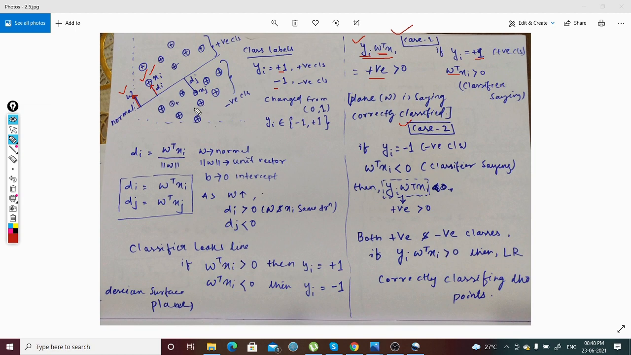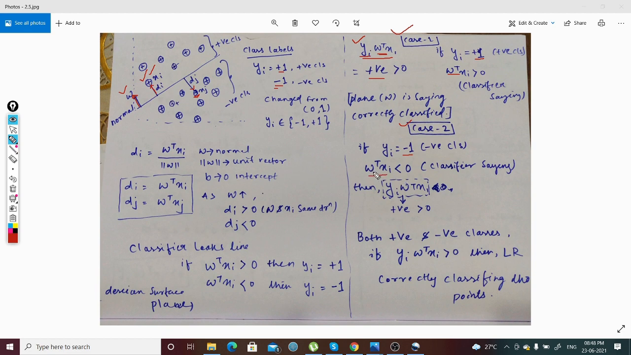Okay, let's take the second scenario, where we have taken one negative class. For a negative class, what would be the output? yi would be minus one, as I have already told you. And what would the classifier say? The direction of the negative data point that I have taken is the opposite of the normal, so the distance would be negative.